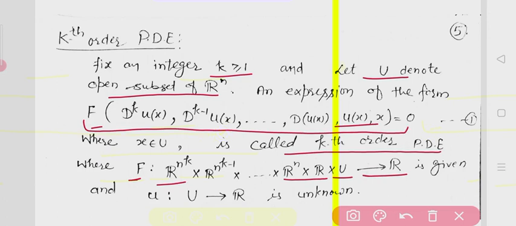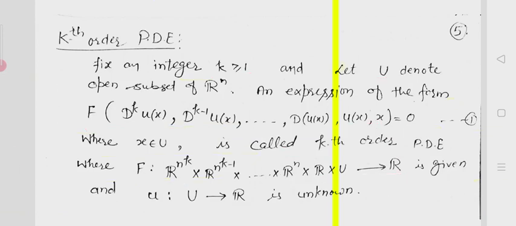That means the partial differential equation is given of order k, where k is greater than or equal to 1, and you have to find the value of the unknown. And what is the unknown? The unknown is small u, which is a function from capital U to R. This is your kth order PDE.